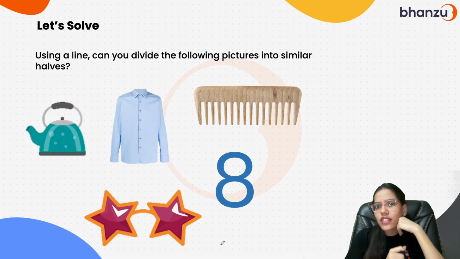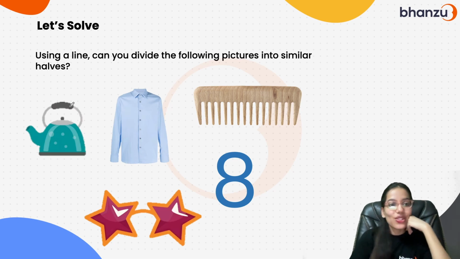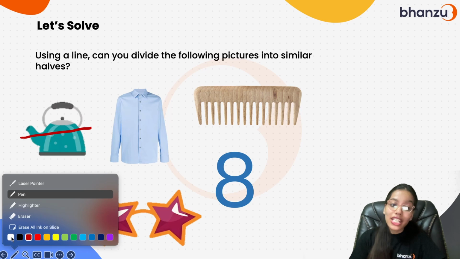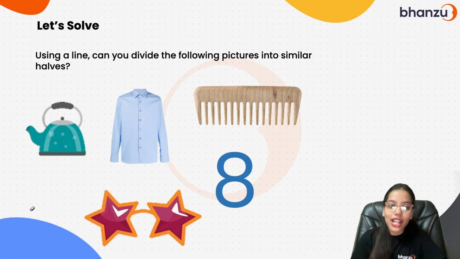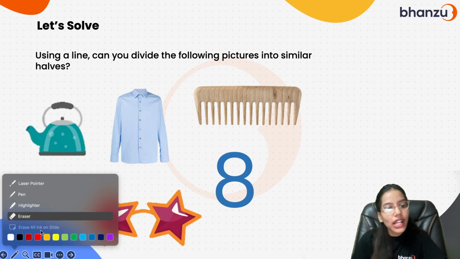Here we are not even given the lines. We are asked to draw the line and divide the images. Let us get started. So here, where should I draw a line? Horizontal or vertical? Okay, if it is horizontal, I am drawing it like this. Are they same? They are not, because the above part has a handle. It is just like a saucer, correct?